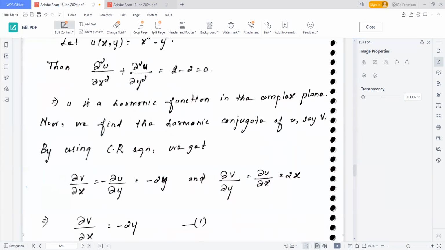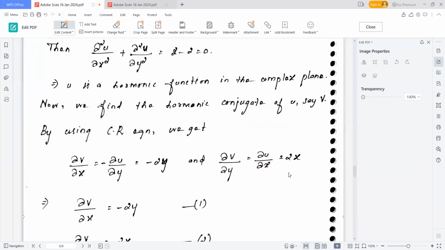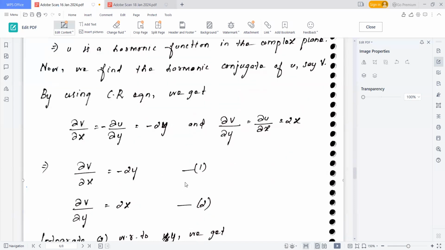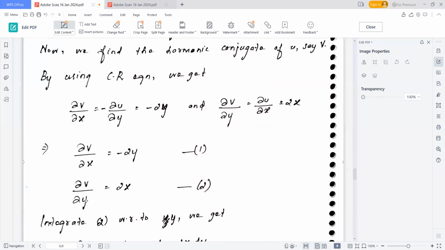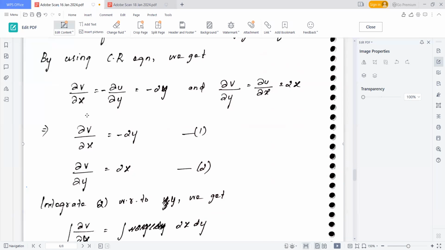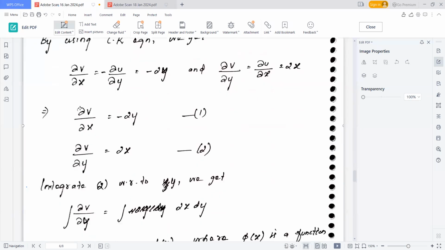Then using the CR equations, we write ∂v/∂x = -∂u/∂y = -2y and ∂v/∂y = ∂u/∂x = 2x. So we have obtained two equations in v: ∂v/∂x = -2y and ∂v/∂y = 2x. Next, choose any one of the equations, then integrate.